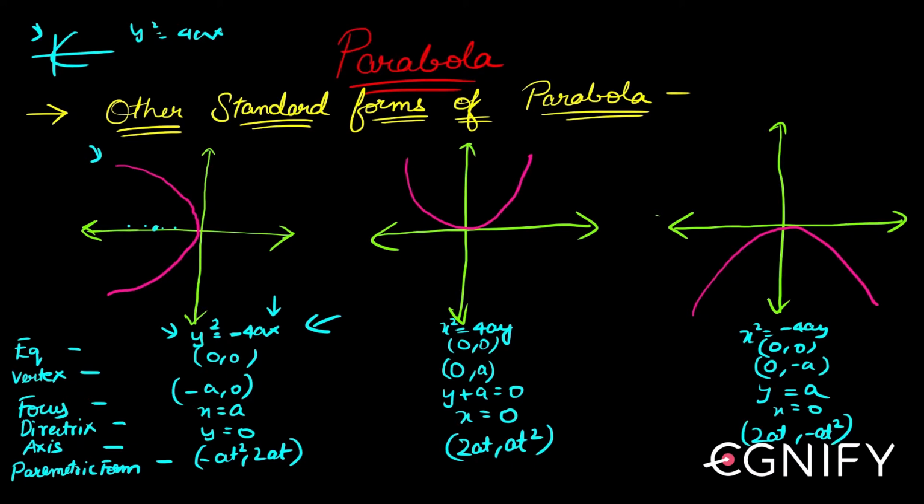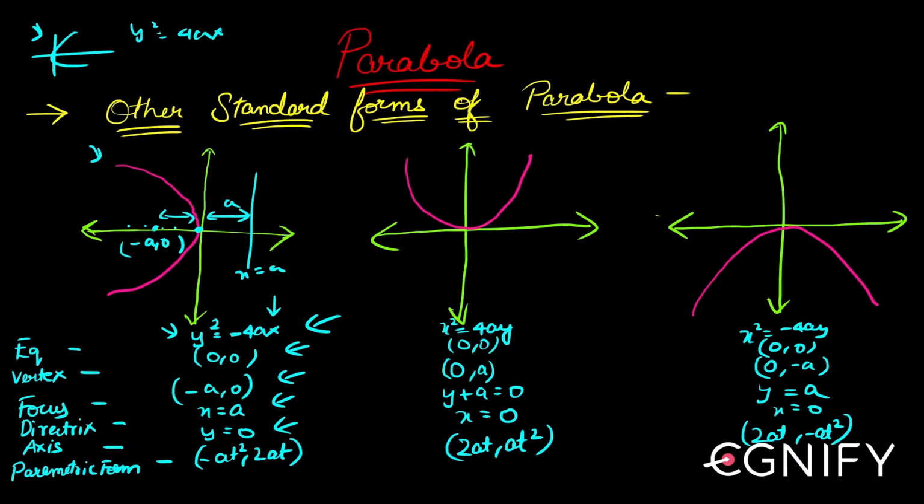And the focus will be here inside. It will be minus a comma 0. The directrix will be on the opposite side at x equal to a. So this is your directrix at x equal to a. The focus is at minus a comma 0. The vertex is still 0 comma 0. The axis is at y is equal to 0.